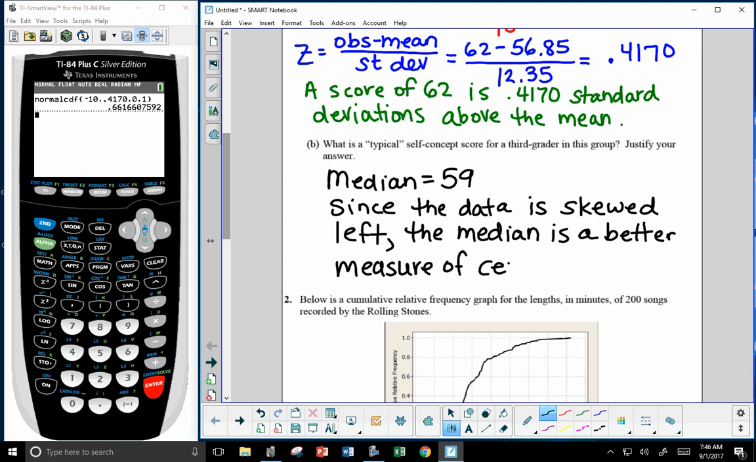So if we would have had an approximately normal or roughly symmetric distribution, we would be using the mean to represent the typical self-concept score instead. But since it's skewed, we do want to use the median.